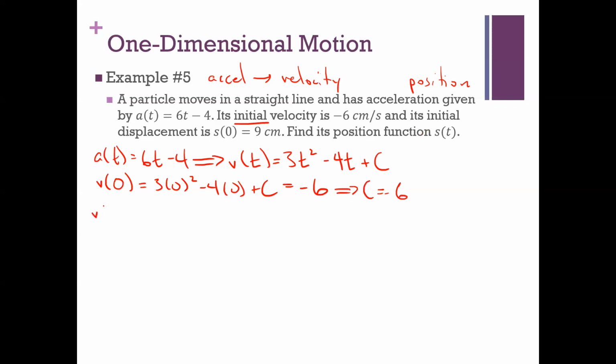So now I have the particular velocity: 3t squared minus 4t minus 6. Okay, what can I do with that? Take the antiderivative to get position. So from here I can get the position. What's that equal to? t cubed minus 2t squared minus 6t plus C.